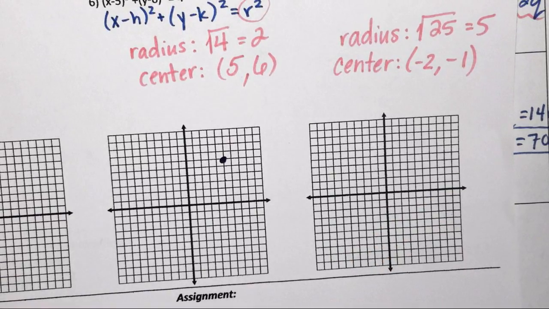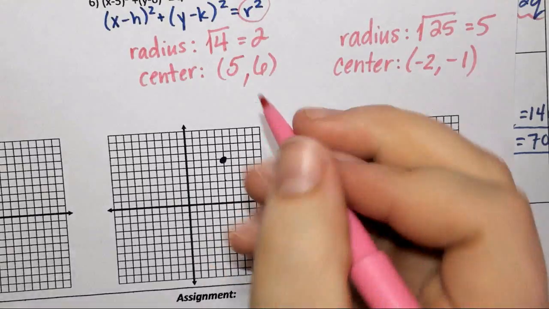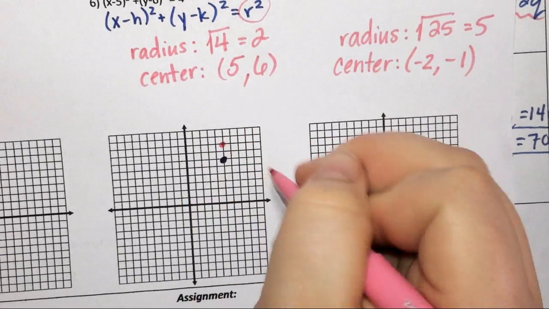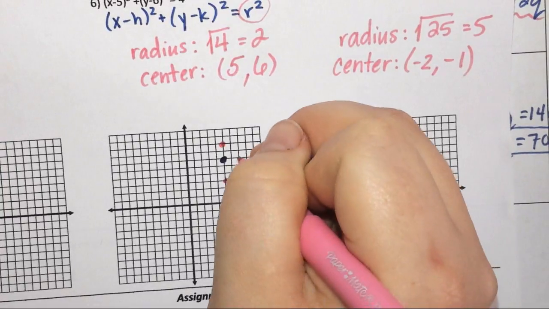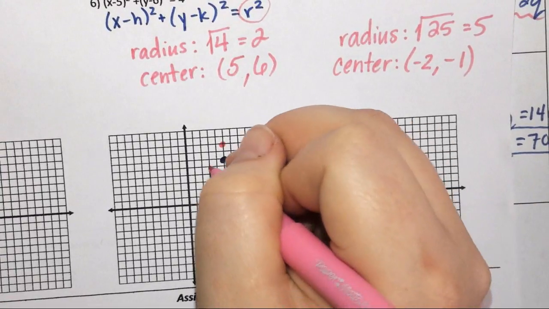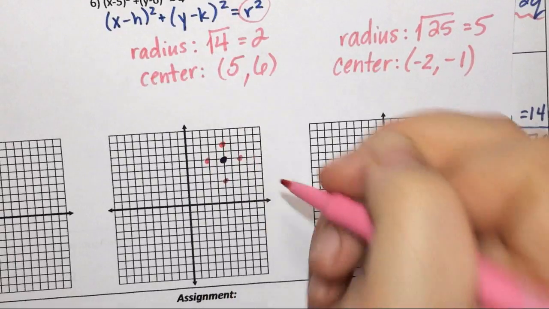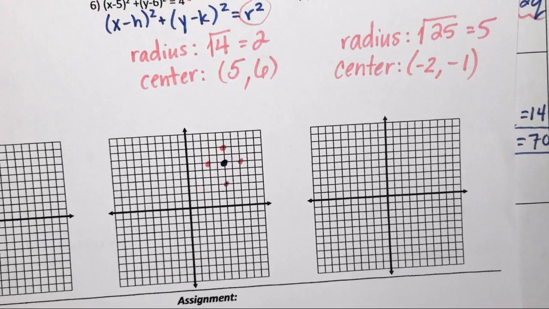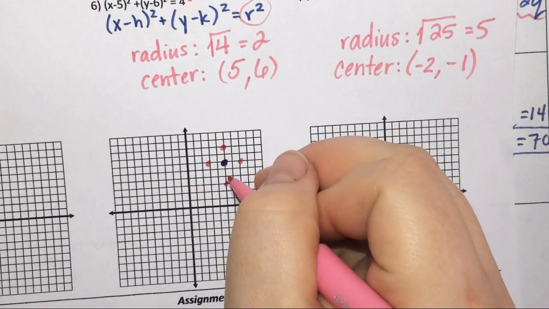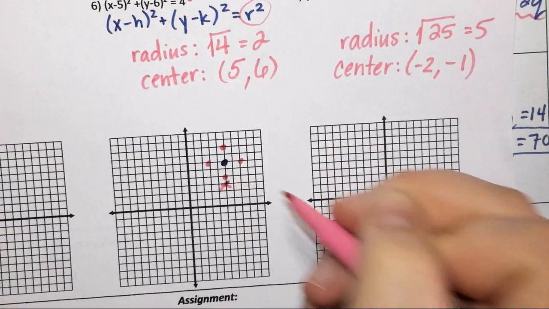And since that radius is 2, I count out 2 up, I count down 2, I go right 2, I go left 2. I know every point other than that center is 2 units away. Did I do that one 2? I did that one 3, didn't I? Whoops.